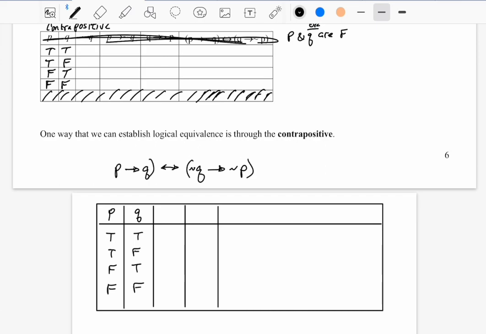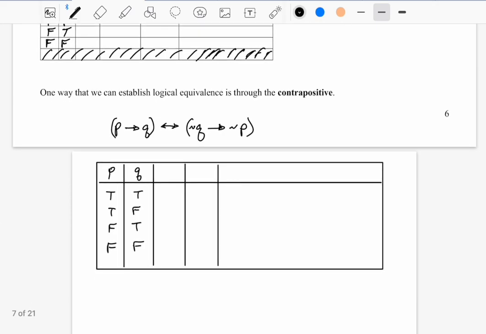Not Q implies not P, that's the contrapositive. It's a combo platter of the converse and the inverse. Whenever I'm creating a truth table from scratch, I look at all the ingredients that make up each part. So I have a P, a Q, a not P, and a not Q, and you can put it in whatever order you want. I'm going to put the not Q first, because ultimately we're going to have to look at this. So I want to have it as ready to rock and roll as possible.